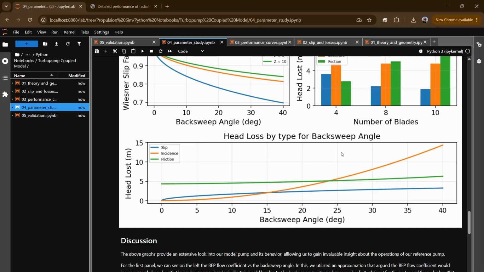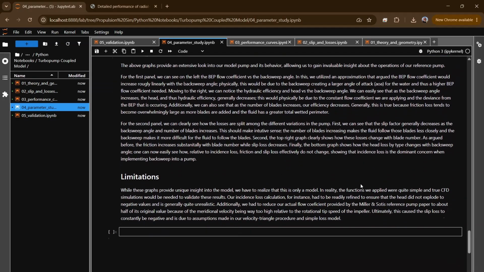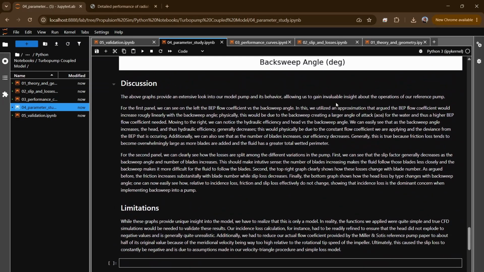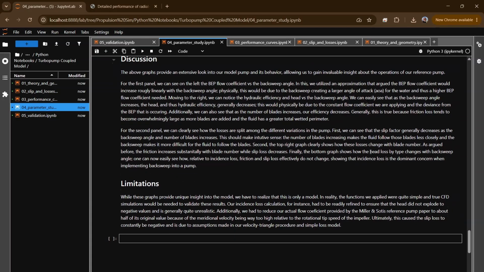So then we have the head loss by type for back sweep angle, and we can see that incidence goes way up, all the way up there, when the back sweep angle increases. And our friction also goes up. Not that significantly, but it goes slightly up as we increase the back sweep angle. And then our slip also goes slightly up as we increase the back sweep angle. So this is effectively telling you what I just told you.